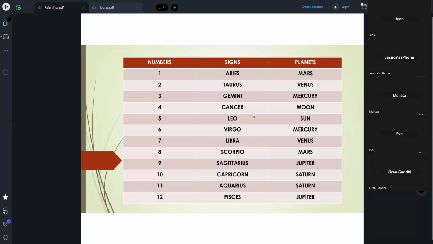Okay, after this, we can move on to the next slide, which is houses. The houses are also going to be very important. The three main players in astrology are houses, signs, and planets. This is just a prerequisite.